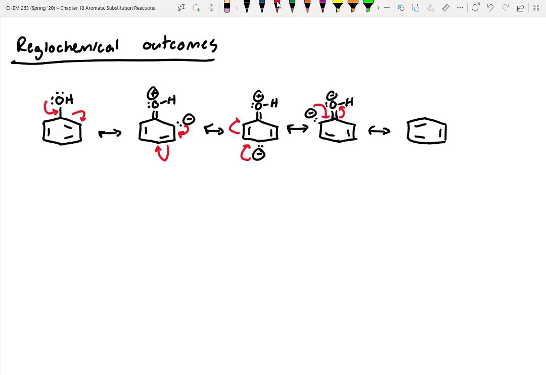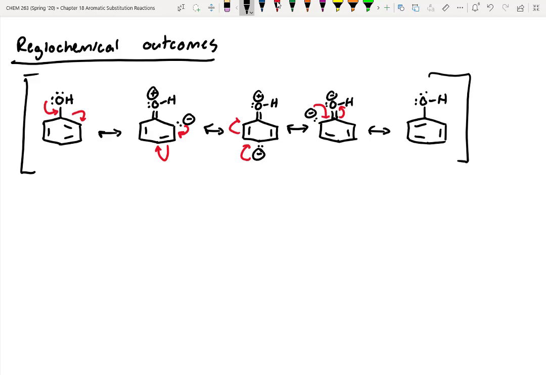Oops, this should be a single bond up here. Almost had a Texas oxygen, or sorry, Texas carbon, even worse. All right, so we've got all of these resonance structures for my aromatic molecule, in this case, phenol.